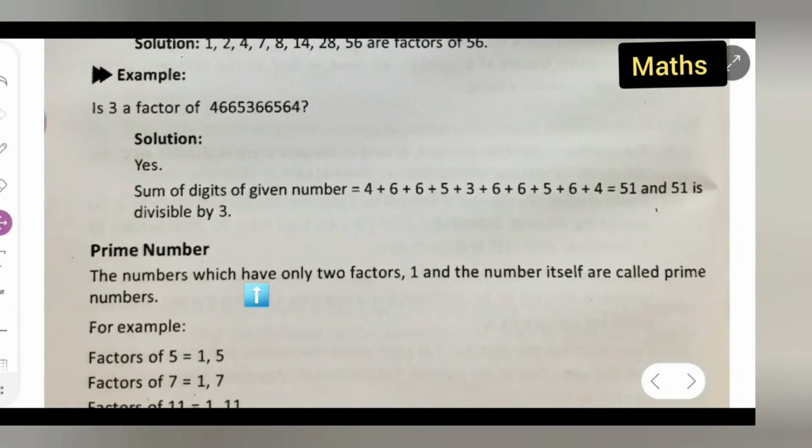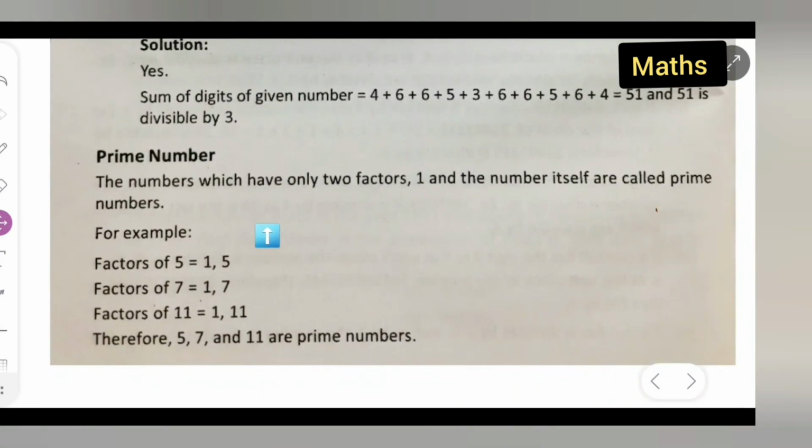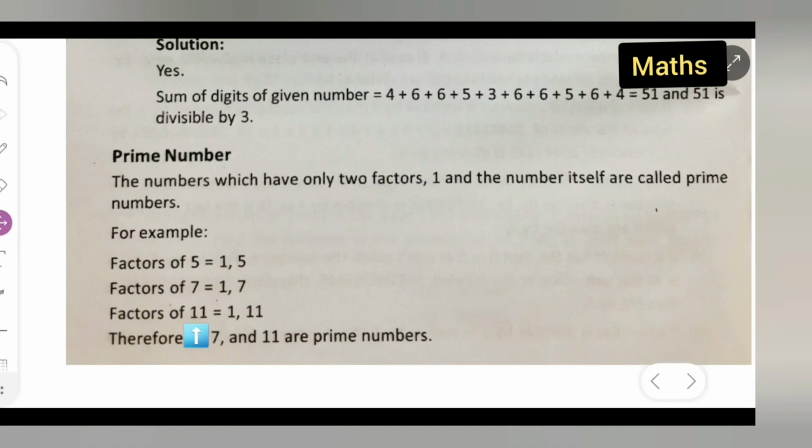Next, let us talk about prime numbers. Okay, the numbers which have only two factors, 1 and the number itself, are called prime numbers. Example, factors of 5 are 1, 5. Factors of 7 will be 1, 7. You all don't get these numbers in any other table, only itself. Factors of 11 will be 1 and 11, and 5, 7, 11 are prime numbers. So these 5, 7 and 11 are the prime numbers.